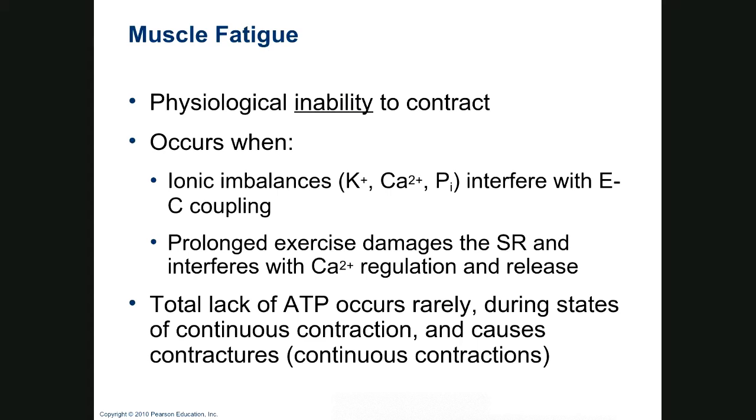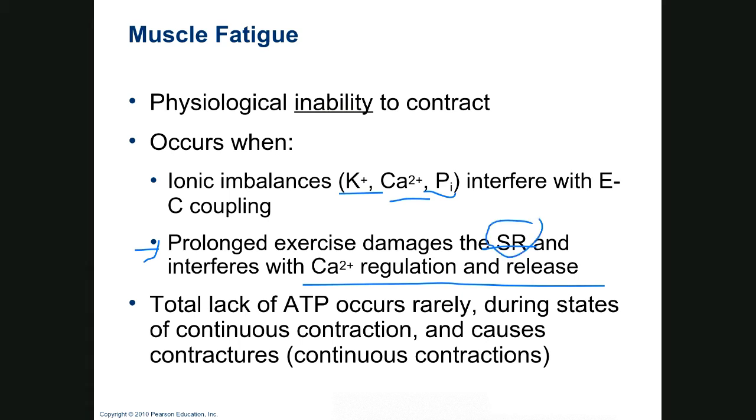It can be due to having ionic imbalances like the phosphorus, potassium, or calcium interfere with the excitation-contraction coupling. Also, if you overdo the exercise, you can actually damage your sarcoplasmic reticulum and you can't regulate the calcium release. So if you're going to really do hard exercise, it's best to give yourself rest in between to allow that muscle to heal.